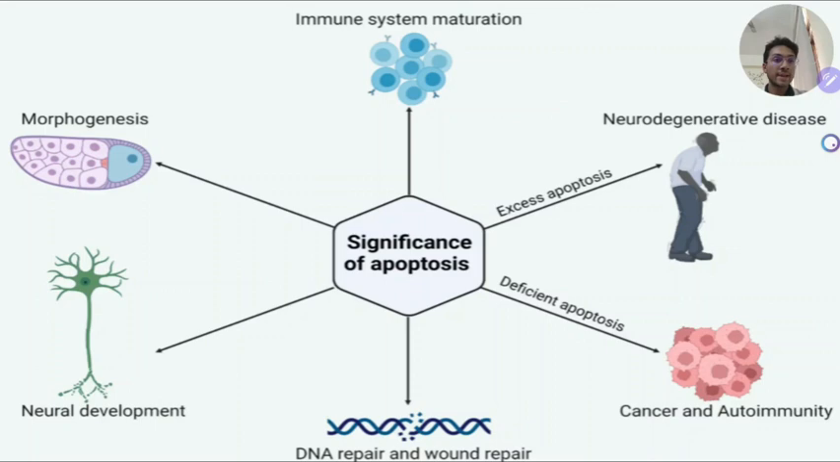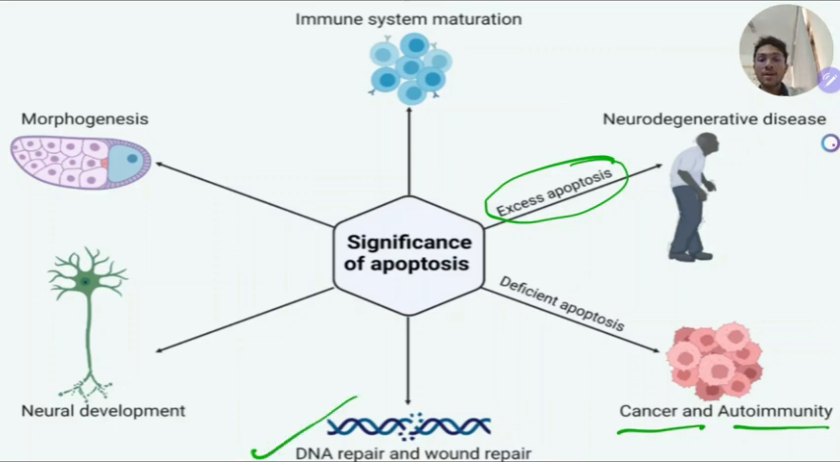When apoptosis takes place in excess amount, it will cause neurodegenerative diseases. And if apoptosis takes place in deficient amount, it will cause cancer and autoimmunity related diseases. Apoptosis is important for DNA repair, wound repair and immune system maturation. It also plays an important role in neural development and morphogenesis.